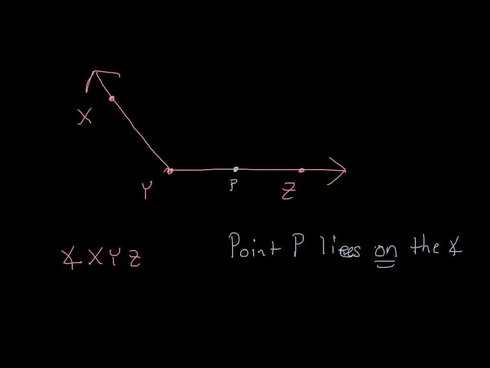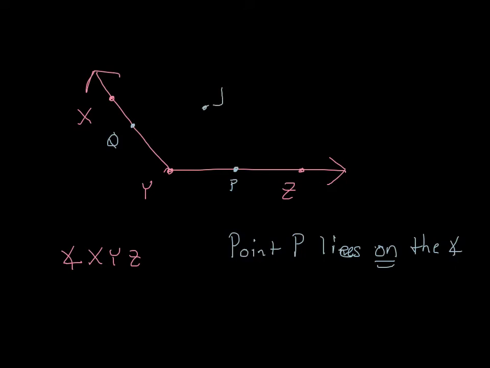And I could do that with several other points. If I wanted to take a point Q, I could say that point Q is on the angle. Let's try another point. Let's take the point J. And we have the point J.